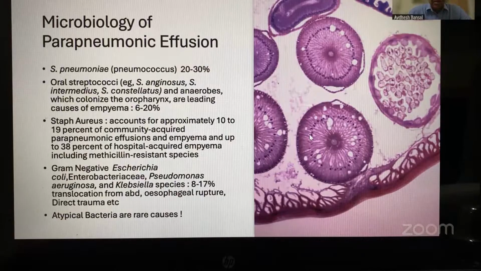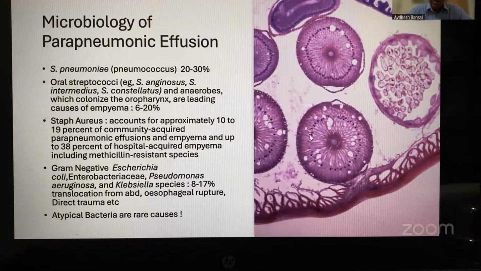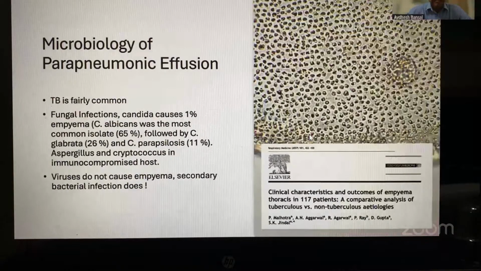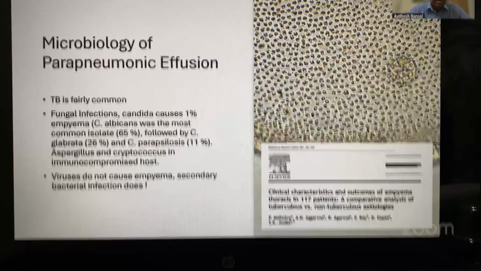And this is happening because of translocation from the abdomen, which is rupture or direct trauma. Remember, atypical bacteria are rare causes of empyema, and that is the reason why, when we give antibiotic coverage, we do not cover atypical bacteria. But in our country, you need to remember, TB is a fairly common cause of empyema, and this was an interesting paper from 2007 from the Chandigarh group, which showed that in 117 patients, almost half had tuberculosis. Fungal infections, especially Candida, cause almost 1% of empyema.